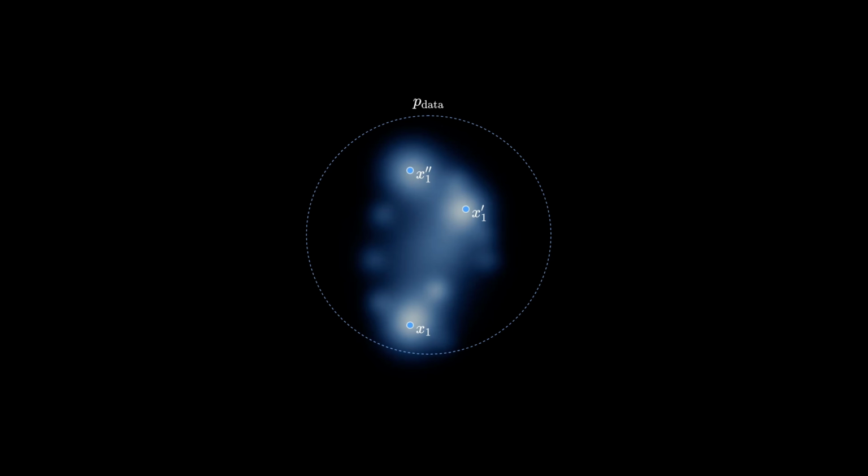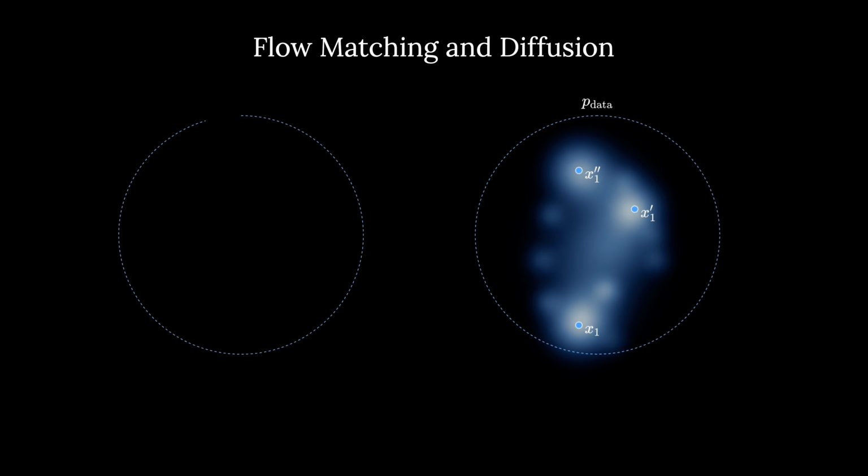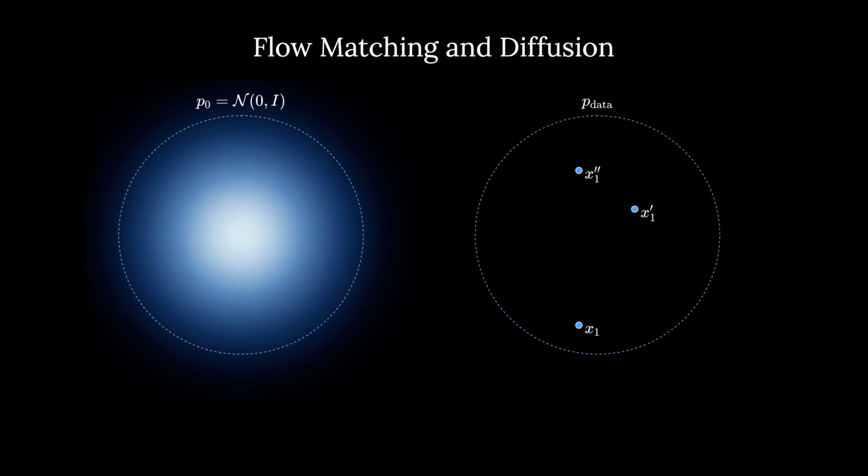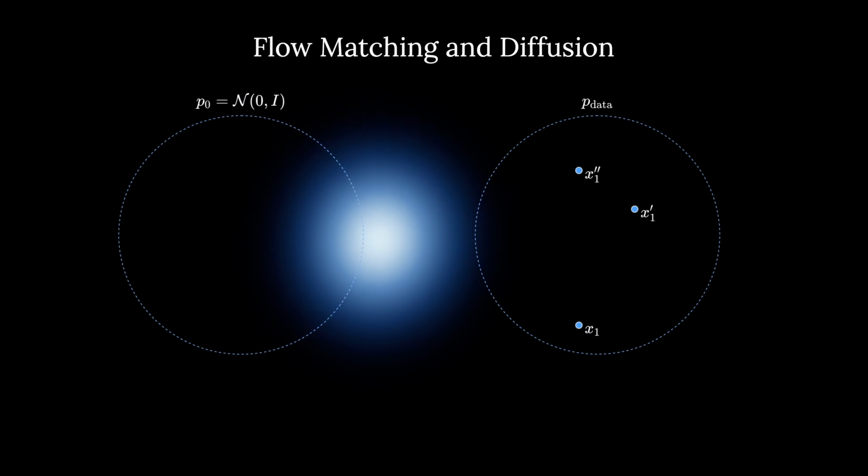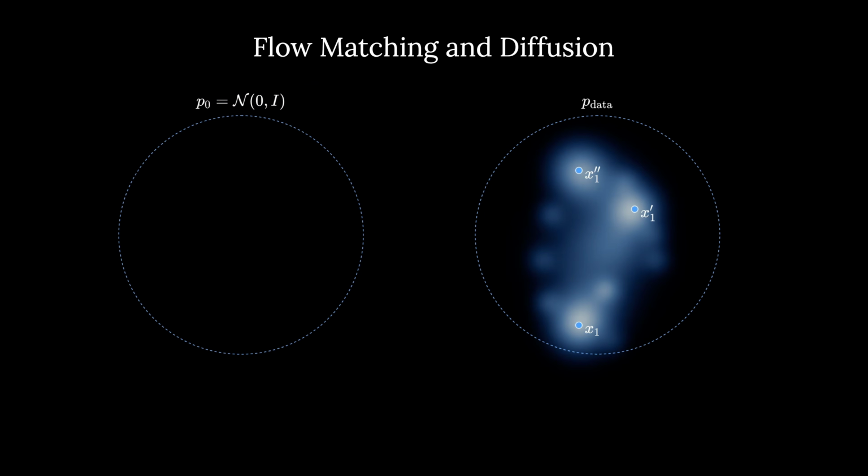The issue is, this density is extremely complex to learn in one go. It literally makes a judgment about every possible combination of pixels. So to make this problem more tractable, modern methods like flow matching and diffusion discover P data progressively. They start with a much simpler density P0, chosen programmatically, and gradually evolve it over time.